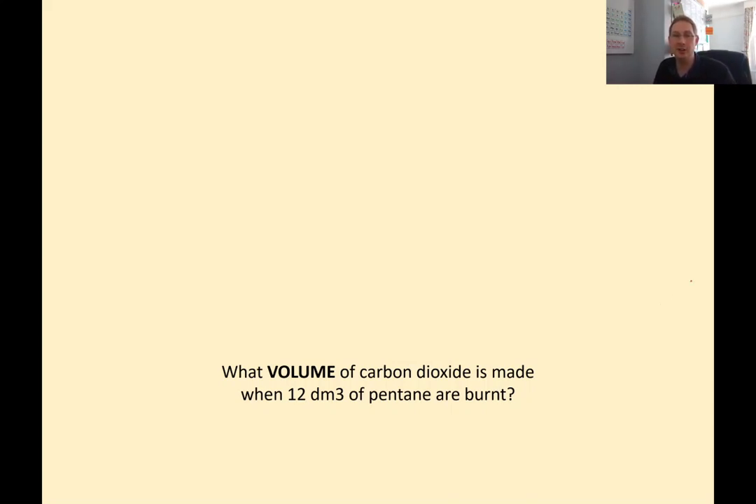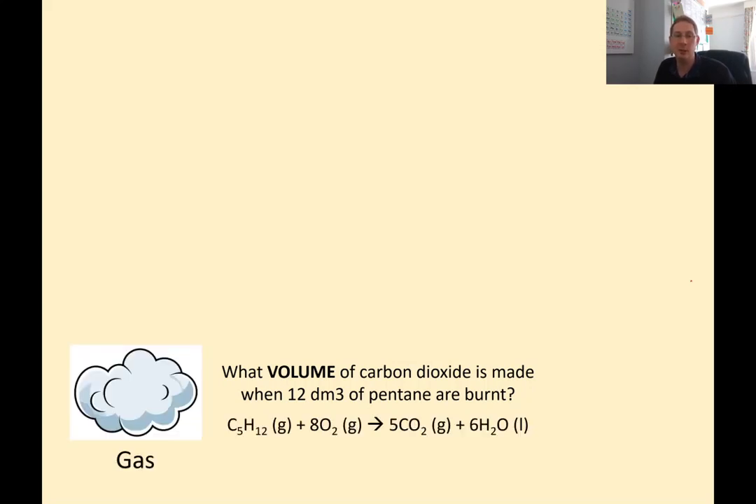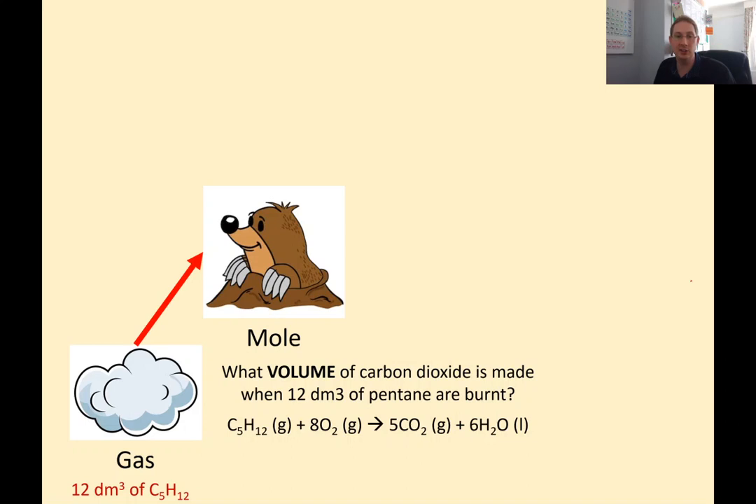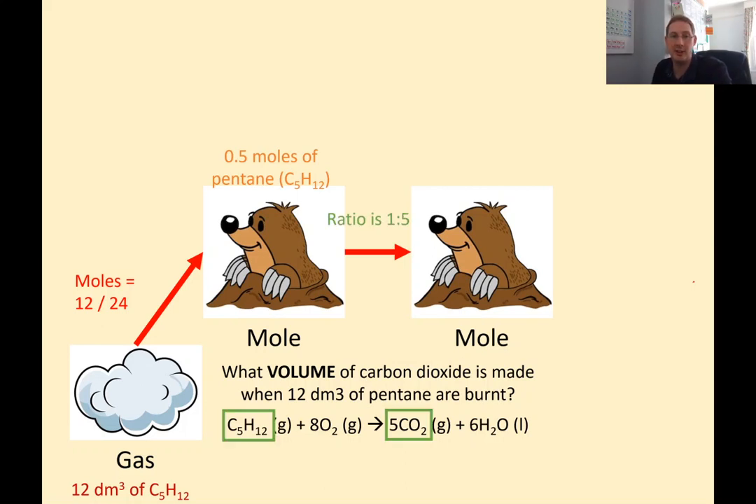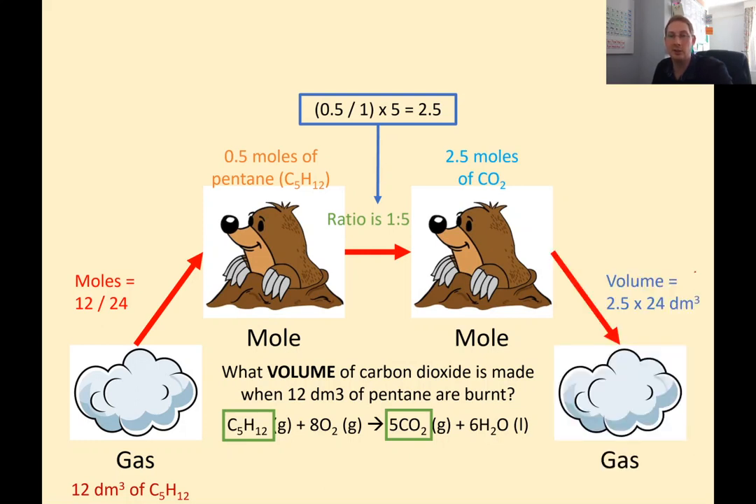What volume of carbon dioxide is made when 12 decimeters cubed of pentane are burnt? Well, if we have 12 decimeters cubed of pentane, we can work out that that is half a mole of pentane. From the ratio in the equation, 1:5, we can say that would make 2.5 moles of carbon dioxide, which would be 2.5 times 24 decimeters cubed. In other words, 60 decimeters cubed of carbon dioxide gas.